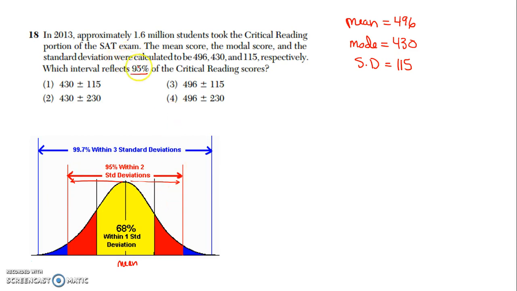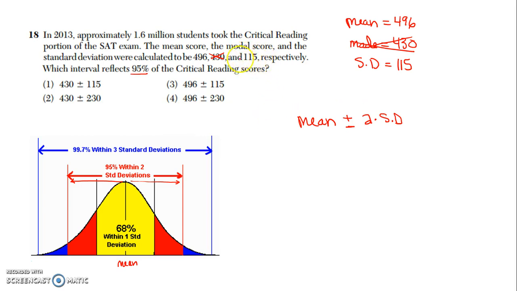So whenever you're talking about a confidence interval of 95%, the score up here that doesn't matter at all is the 430. When they talk about standard deviations and confidence intervals, they're relating mean and standard deviation. 95% of scores fall within 2 standard deviations above or below the mean. So if you take your mean and add 2 times your standard deviation, or subtract 2 times your standard deviation, that will tell you where 95% of your scores fall.